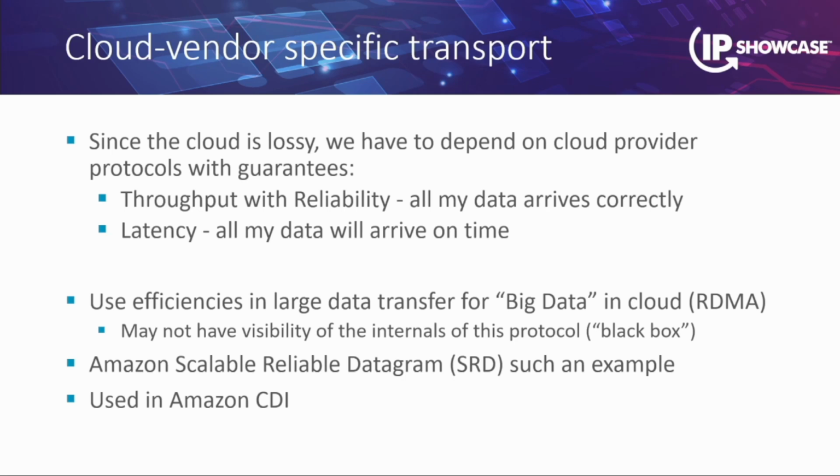That said, it's quite different to existing open protocols in that you may not actually have visibility of what's going on underneath. It's probably one of the first times we're proposing a black box, but that black box is at least cloud vendor specific. You can move between cloud vendors and they have their own black box as long as they provide the guarantees I mentioned. Throughput with reliability, latency, etc. The Amazon scalable reliable datagram is such an example, and that's used in CDI, which I'll talk about because that's quite important.